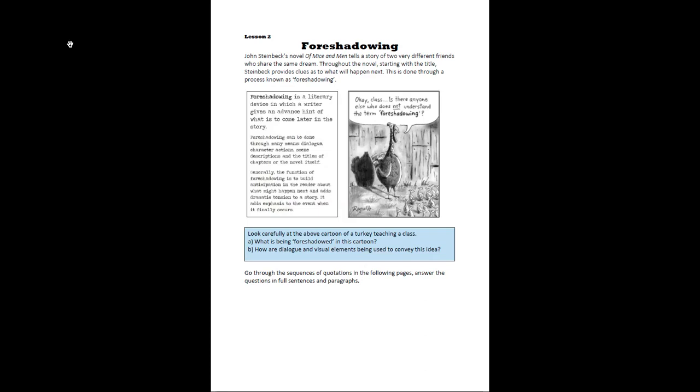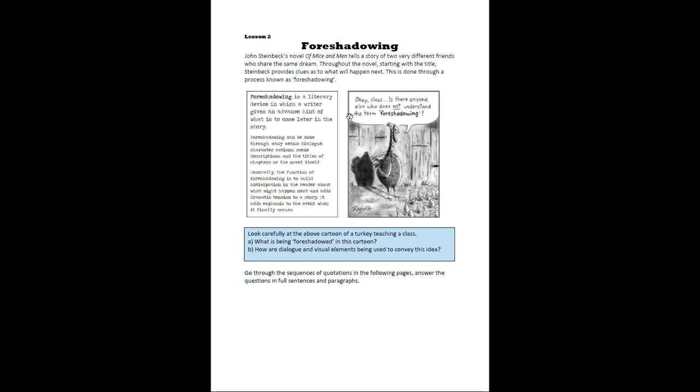Okay, so we've got here a description of the technique. Foreshadowing is a literary device in which a writer gives an advance hint of what's to come later in the story. Foreshadowing can be done through many means: dialogue, character actions, scene descriptions, and titles of chapters, or the novel itself, as we can see here with Of Mice and Men. Generally, the function of foreshadowing is to build anticipation in the reader about what might happen next, and adds dramatic tension to a story. It adds emphasis to the event when it finally occurs.